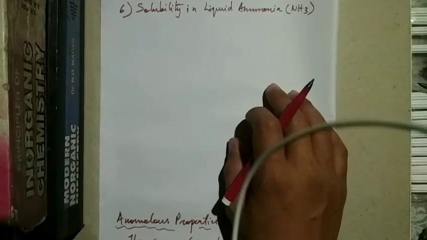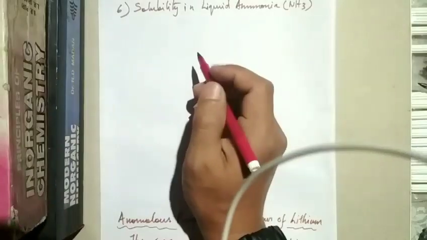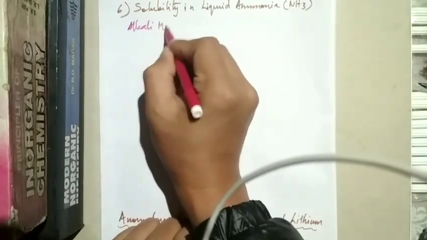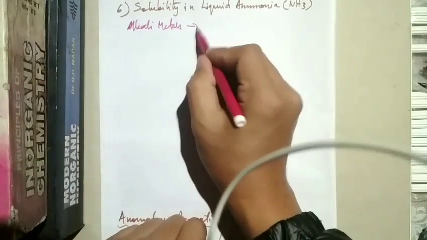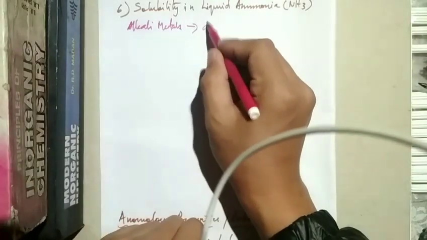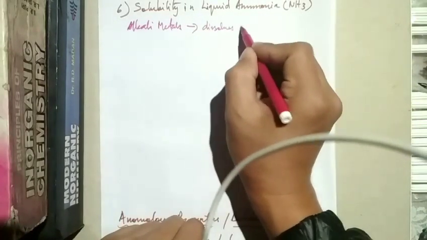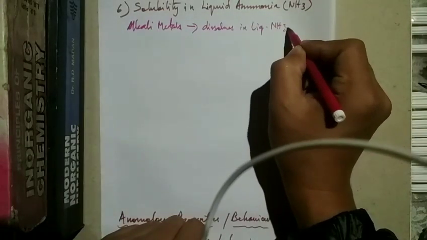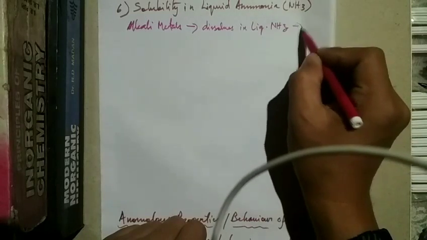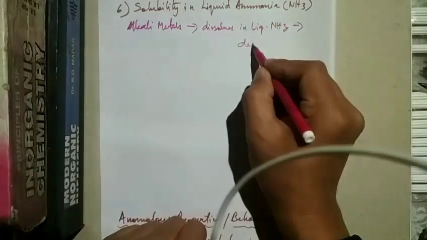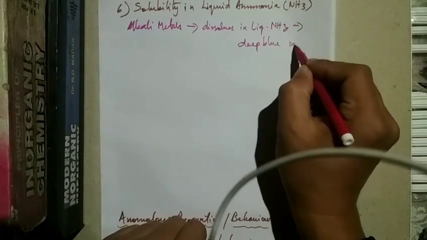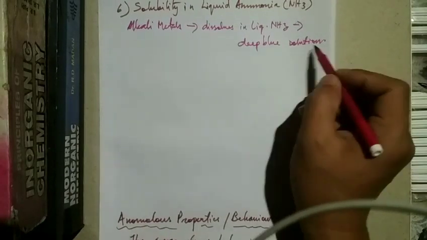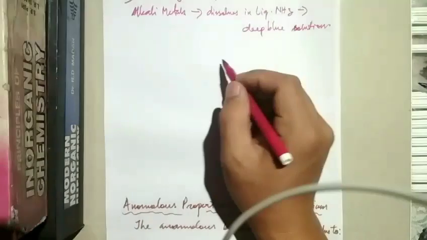Six, solubility in liquid ammonia. These alkali metals are soluble in liquid ammonia. They dissolve in liquid ammonia, I'm writing in short form, to give a deep blue solution. This deep blue solution is conducting in nature.